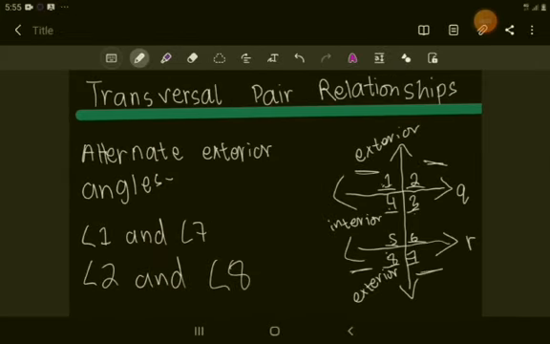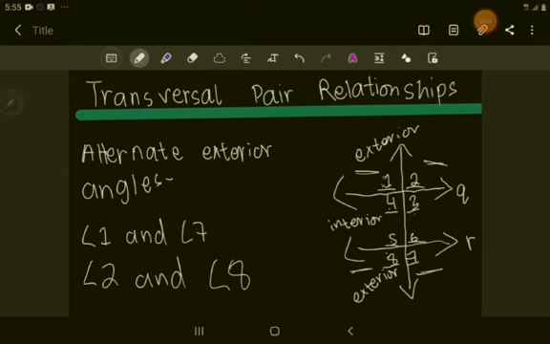Alternate exterior angles are non-adjacent exterior angles that lie on the opposite side of the transversal. They're the same as alternate interior angles, but they're in the exterior part. So that means they're exterior, but they lie on the opposite side of the transversal. Examples are angle 1 and angle 7, and angle 2 and angle 8.